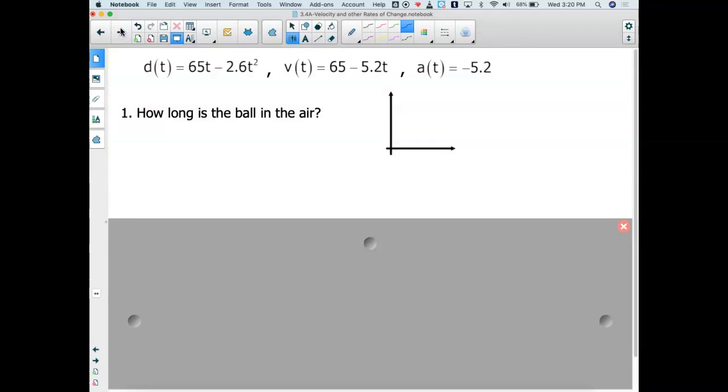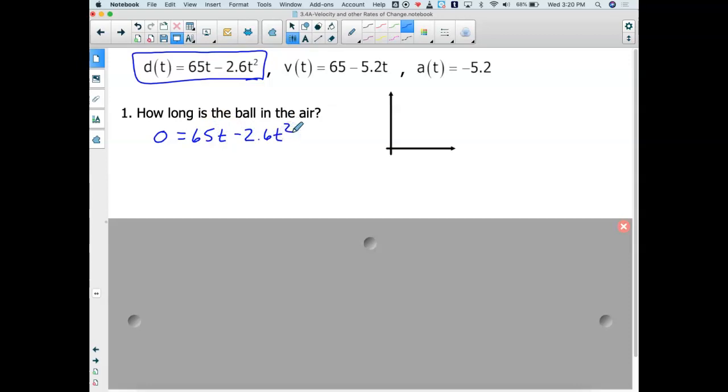Now here's where we're going to actually graph this. I'm going to graph this parametrically, but not quite yet. First we need to know how long the ball is in the air. Well, here I've got a quadratic equation. And how long is the ball in the air? Well, the ball is in the air as long as it's not on the ground. So I'm trying to find when d of t equals 0: 65t minus 2.6t squared. And when I look at this, oh, it's quadratic.